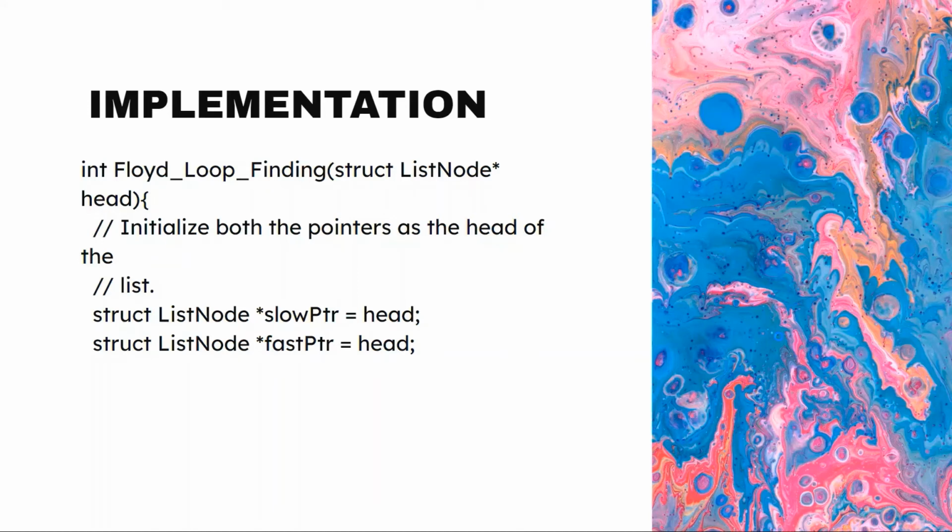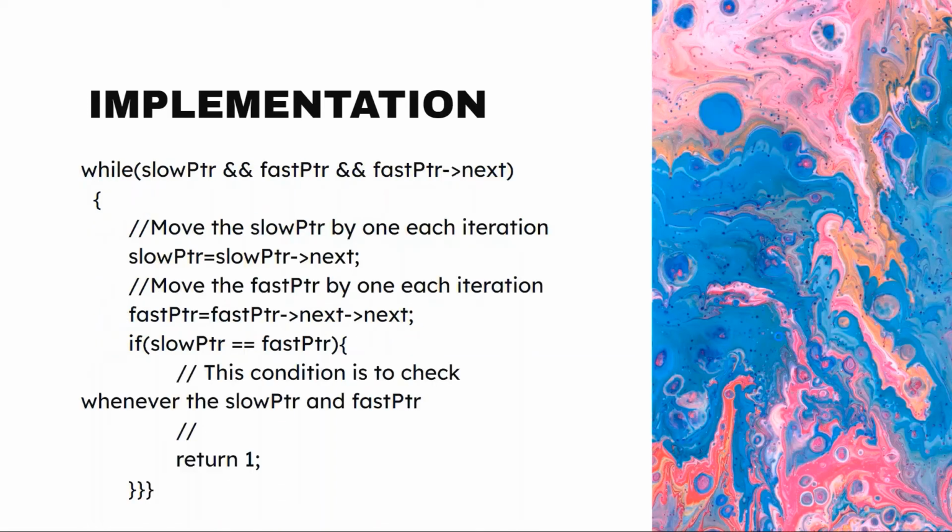Now initializing both the slow pointer and the fast pointer as the head of the linked list. Following, now we will iterate the slow pointer and the fast pointer till they are equal. If they are equal, then we will get out of the while loop and return 1, or else the function will return 0. 1 will indicate that the linked list has a loop, and 0 will indicate that the linked list doesn't contain a loop.